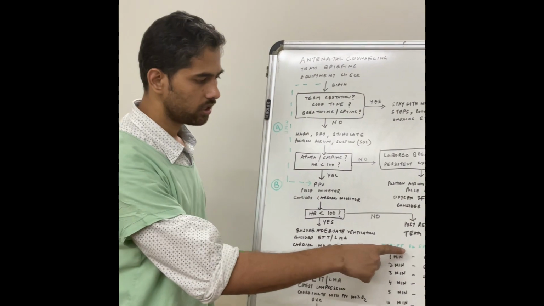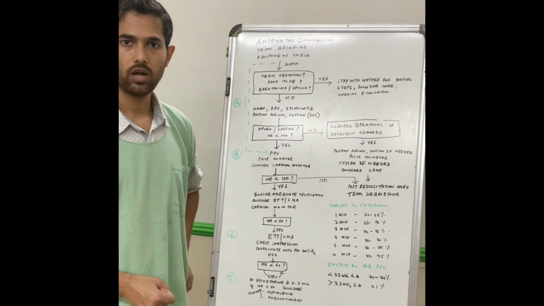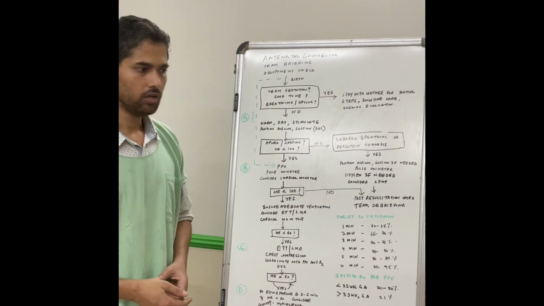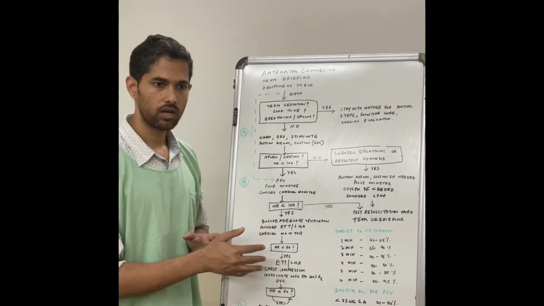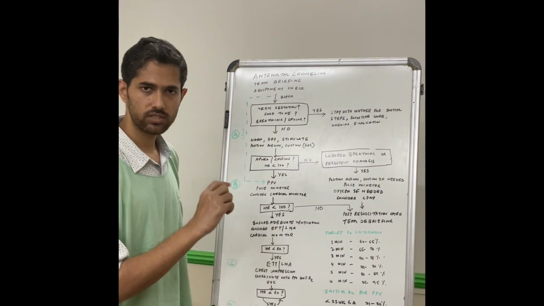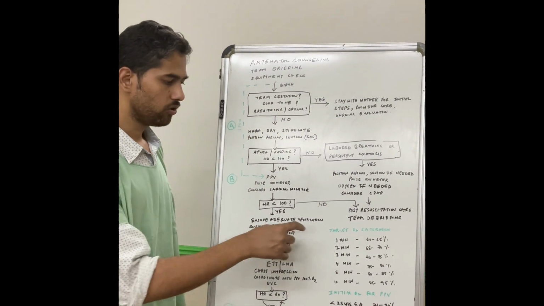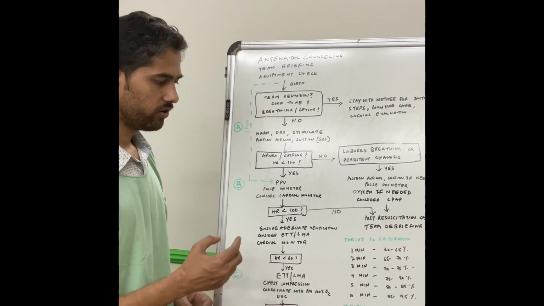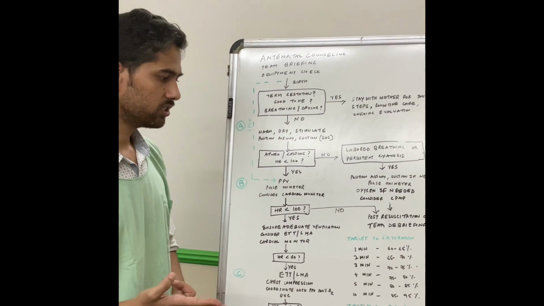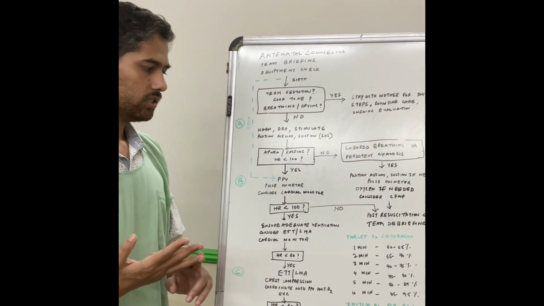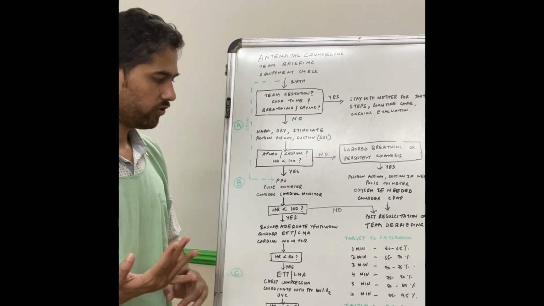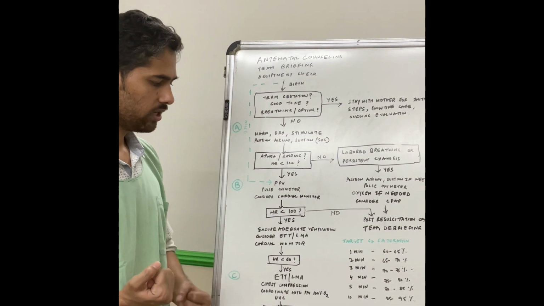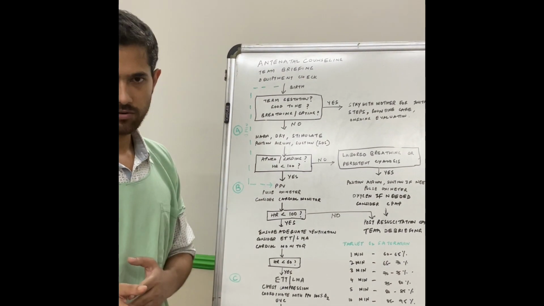And these are the target oxygen saturations which are recommended. After the birth, at 1 minute, if you are giving supplemental oxygen, you have to maintain a saturation between 60 to 65%. If it is 2 minutes after birth, 65 to 70, 3 minutes, 70 to 75, 4 minutes, 75 to 80, 5 minutes, 80 to 85, 10 minutes, 85 to 95.